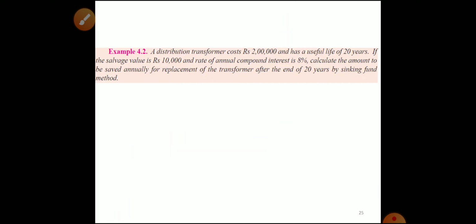Let us consider a numerical. A distribution transformer costs rupees 2 lakh and has a useful life of 20 years. If the salvage value is rupees 10,000 and rate of annual compound interest is 8%, calculate the amount to be saved annually for replacement of the transformer after the end of 20 years by sinking fund method. So the method by which the depreciation is to be found out is clearly mentioned in the problem statement. So we have to use the sinking fund method.